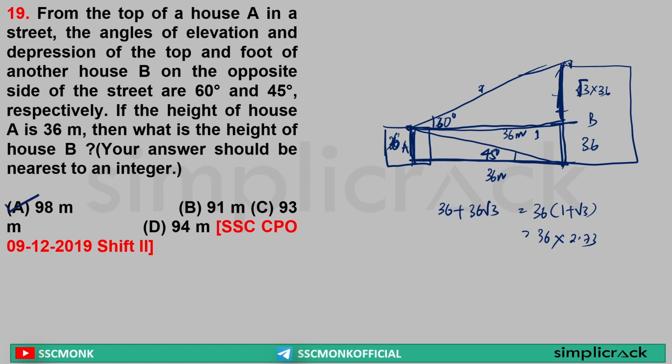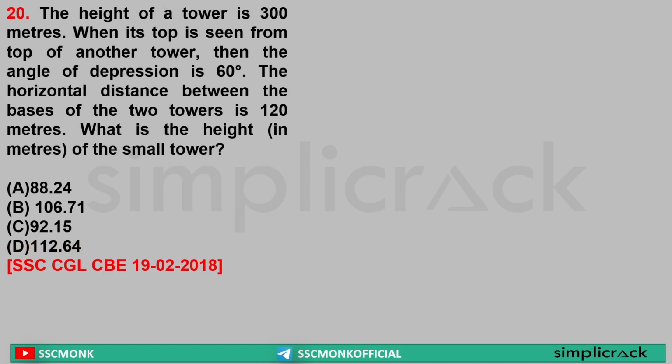Clear? Sorted? Next. The height of a tower is 300 meters. When the top is seen from top of another tower, the angle of... same type question. So I will leave it as a homework for all of you.